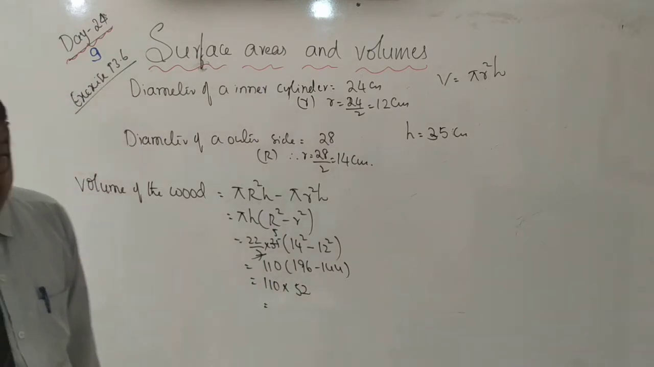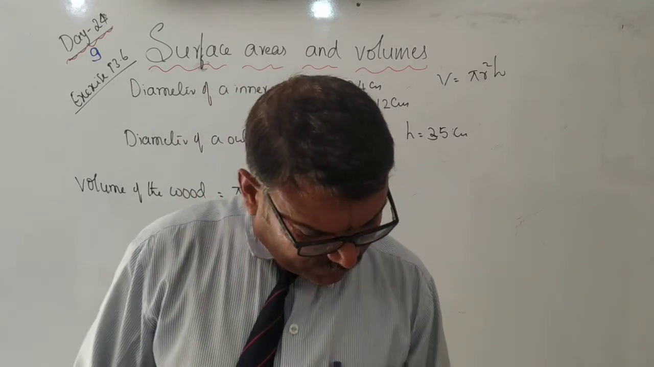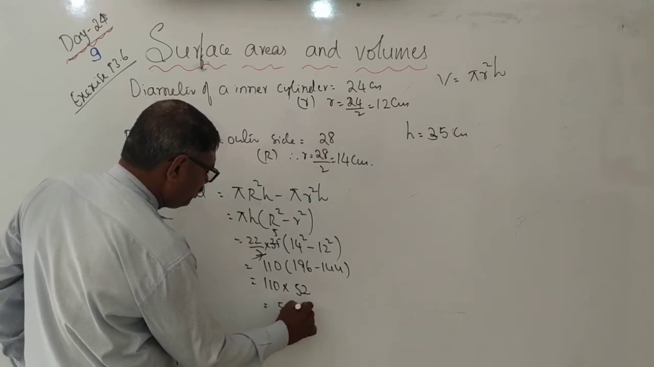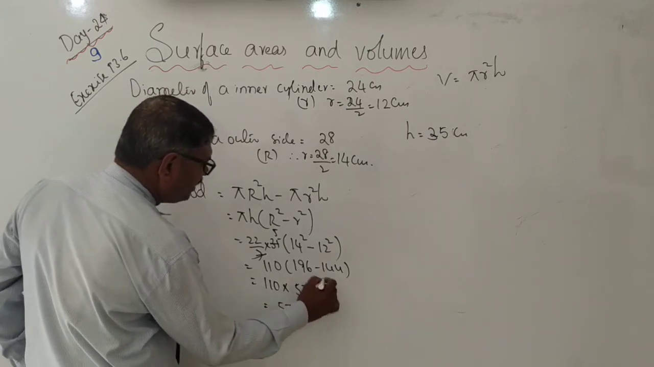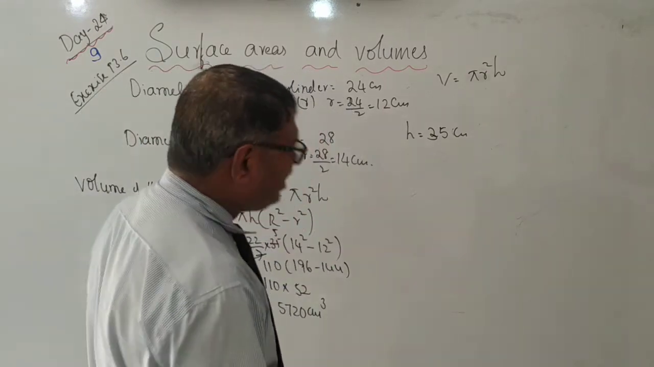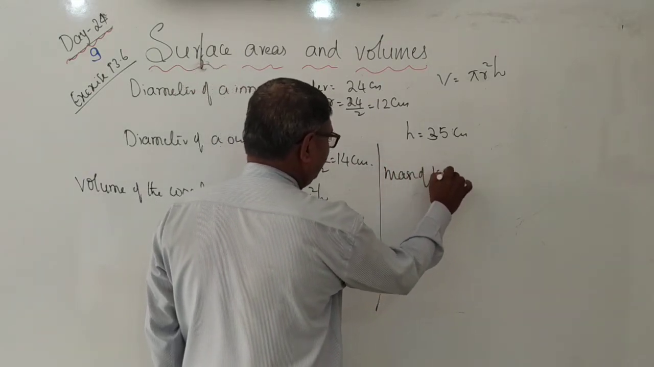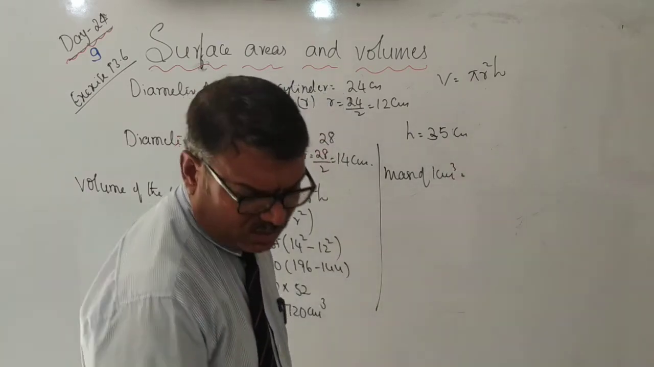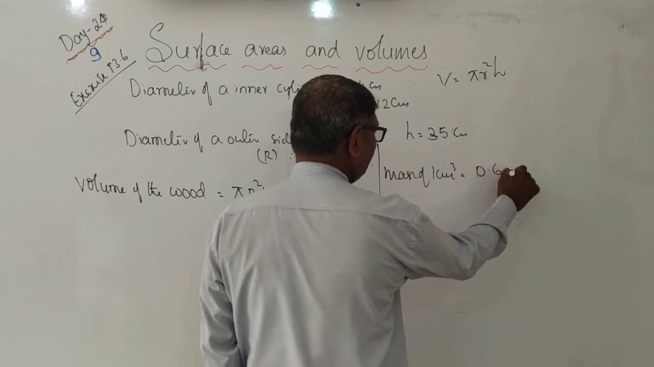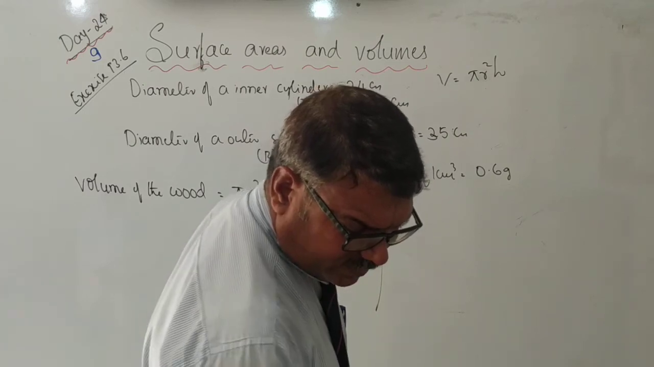Okay? 52. Total will be 5720. 5720 centimeter cube. Now very simple. Mass of 1 centimeter cube is equal to how much has he given? How many grams? 0.6 grams. Okay? Therefore, 1 centimeter cube equals 0.6 grams, and we have so many centimeter cubes.